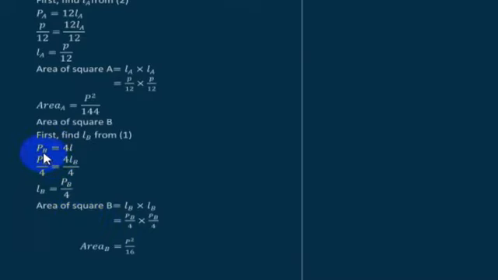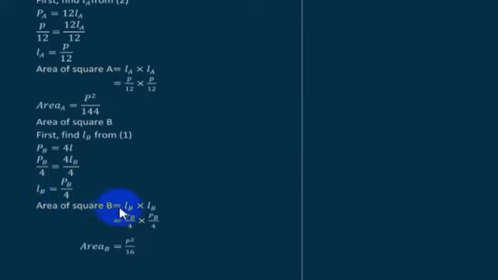So perimeter of square B equals 4L. We are looking for L, which is length. So dividing both sides by 4, we have P, that's the perimeter of square B divided by 4. We have 4L divided by 4, that's the length of square B. And solving that, we arrive at the perimeter of square B over 4. So the length of square B is P over 4.